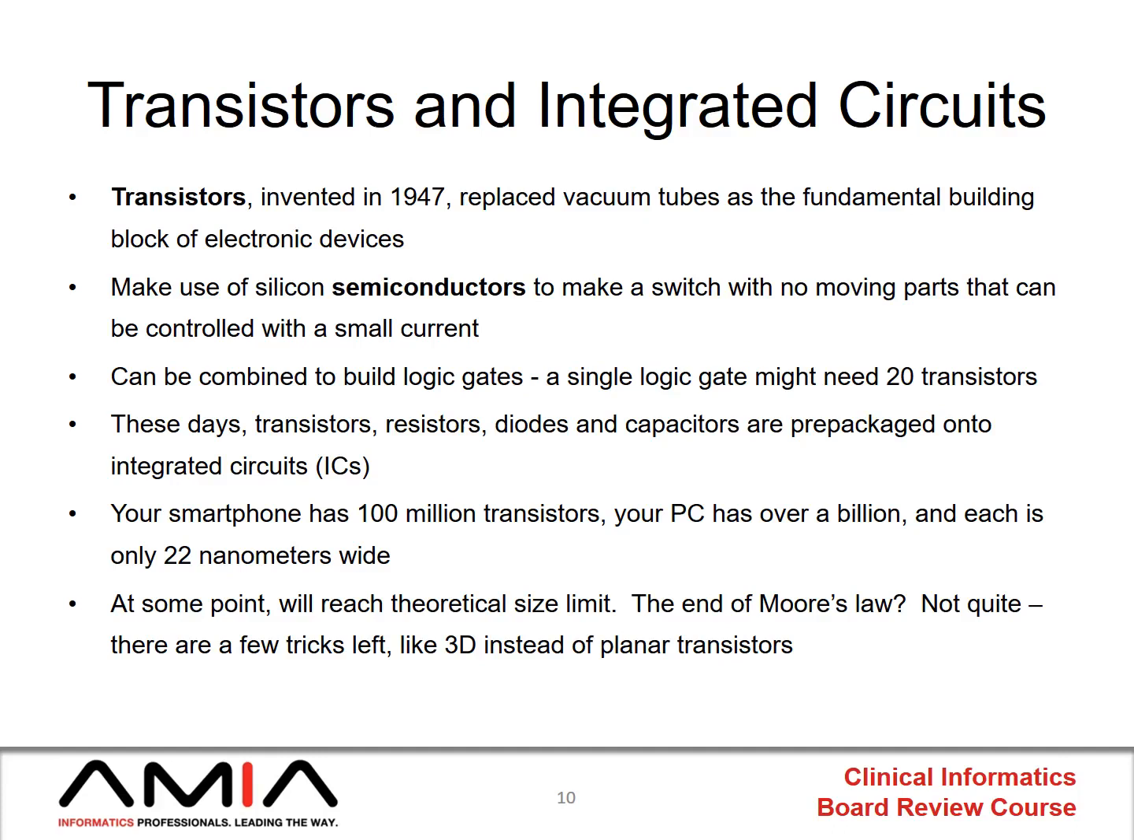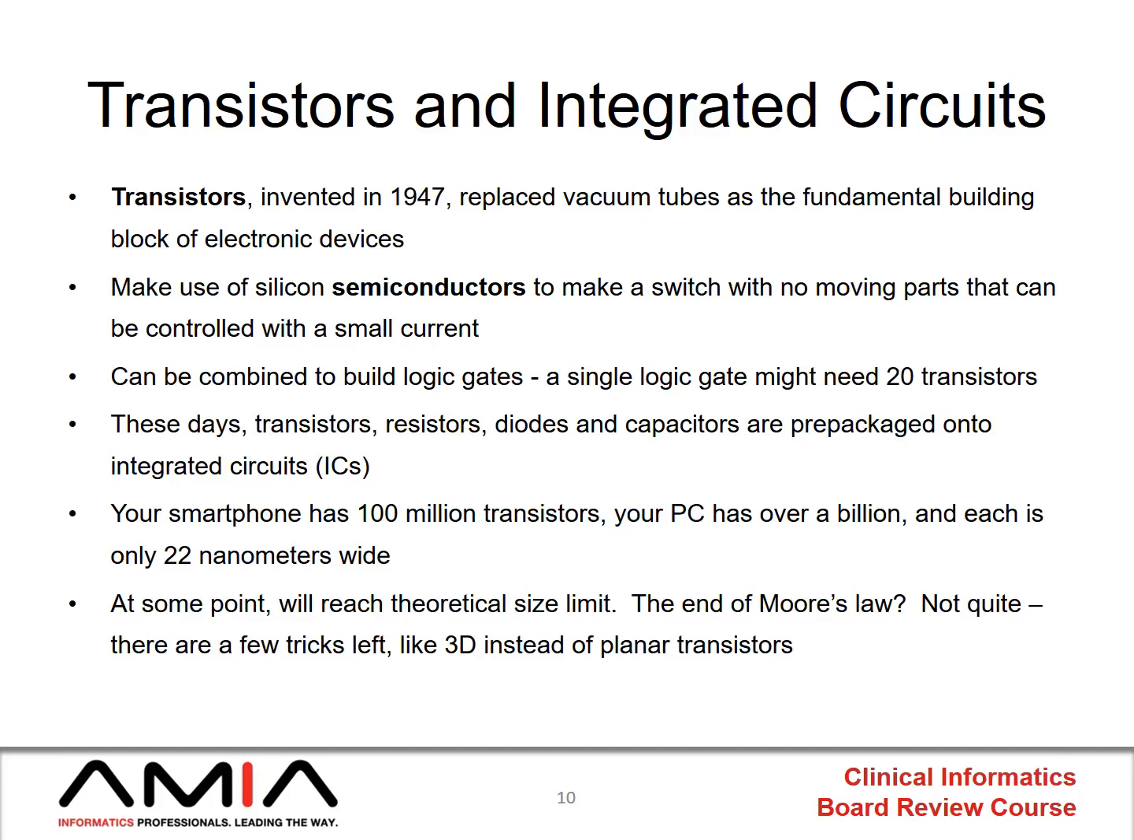And if you line up these transistors in a very specific way, you can actually build physical logic gates. So a single logic gate, like one of these exclusive or not and gates, might need something like 20 transistors. And these days, we pack these transistors along with resistors and diodes and capacitors onto prepackaged circuit boards called integrated circuits, or ICs. And we've also miniaturized these orders of magnitude smaller than back in the 40s and 50s.